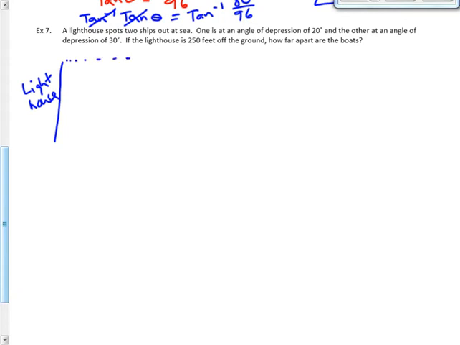Well, what the lighthouse sees is straight ahead, and so when I'm looking at an angle of depression, my angle of depression actually is coming from whatever the lighthouse sees. Okay, so one is at an angle of depression of 20 degrees. So this angle right here is 20 degrees, and there's a nice little ship out here, so somewhere out here. Okay, so here's a ship.